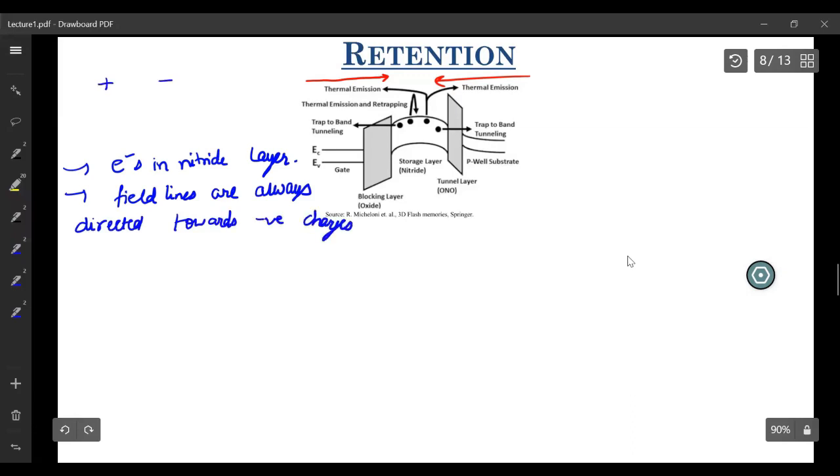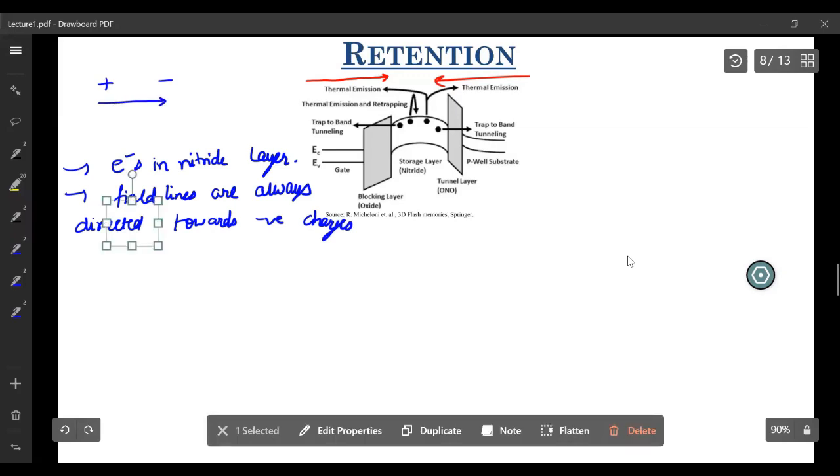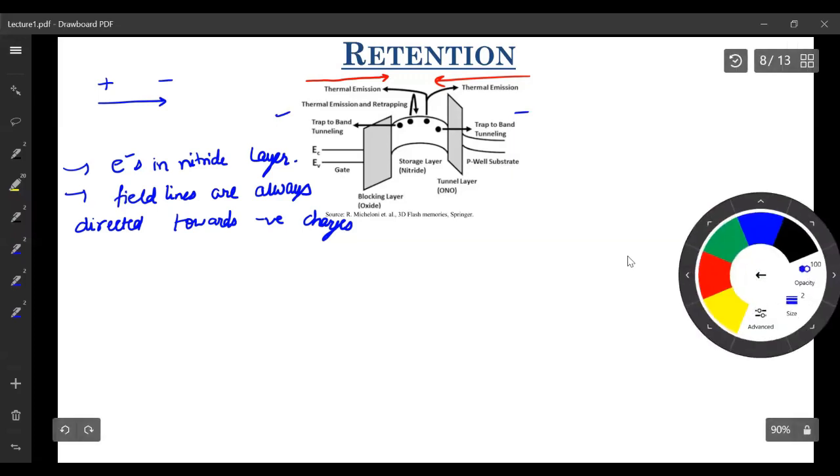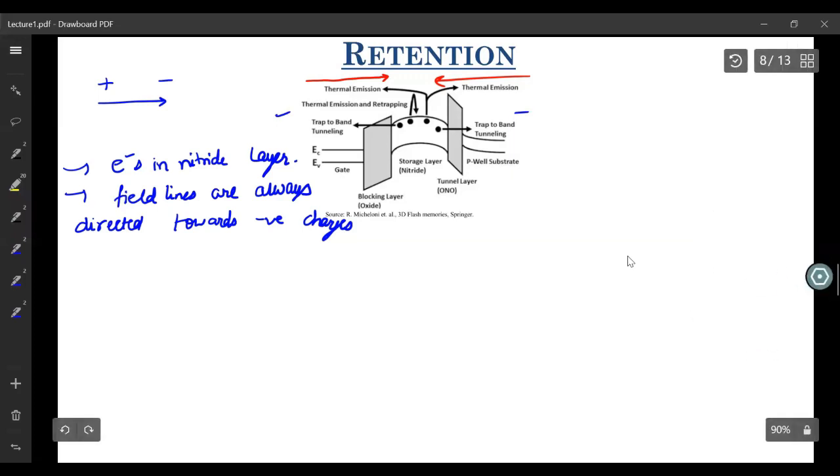So field line kind of starts at a positive charge and ends at a negative charge. So field lines from both these sides start from there and then end up on the negative charges on the nitride layer. So this kind of profile is actually correct. Okay. Now what are the different mechanisms that are possible for these charges in the storage layer to leak out?